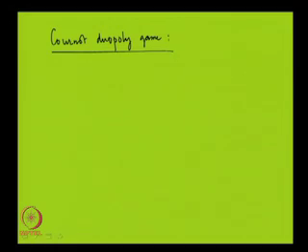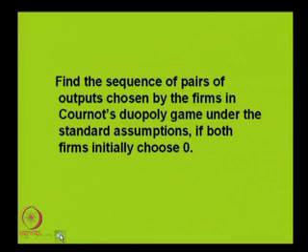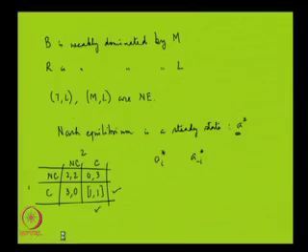And I have one question regarding this. Find the sequence of pairs of outputs chosen by the firms in the Cournot duopoly game under standard assumptions if both firms initially choose 0. So here both the firms are choosing the actions 0, 0 and the game is starting, and we have to find out the sequence of actions taken by both these players, and whether it converges to the Nash equilibrium. That is what we want to see.